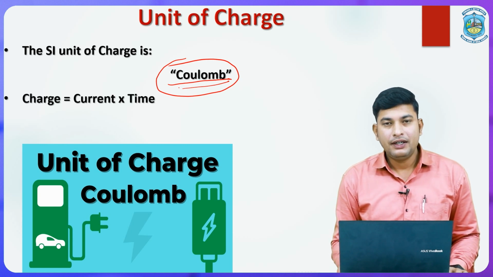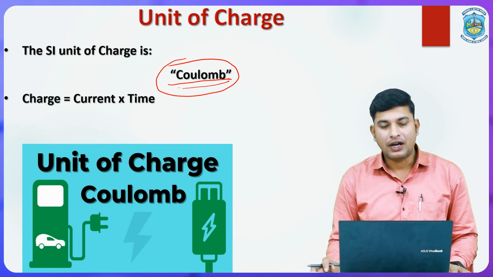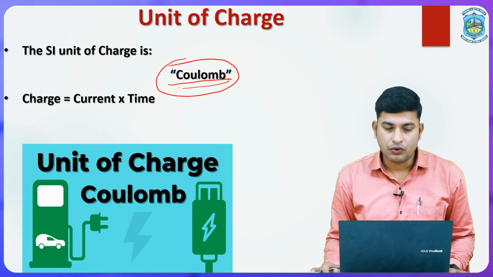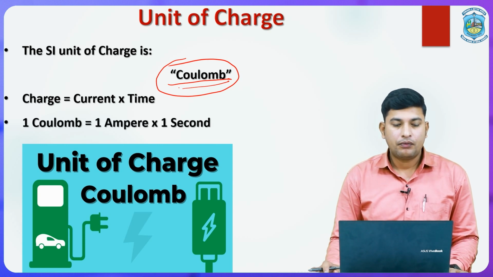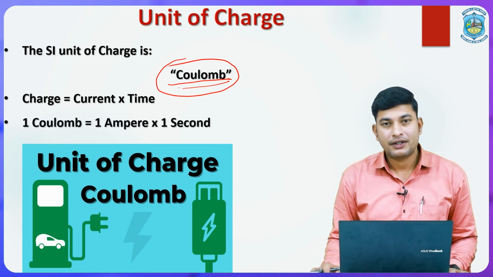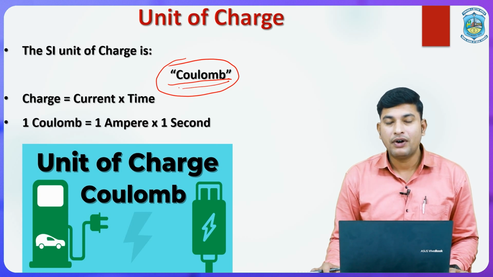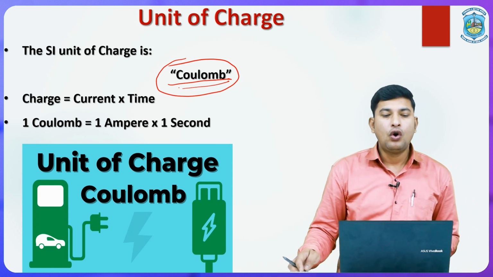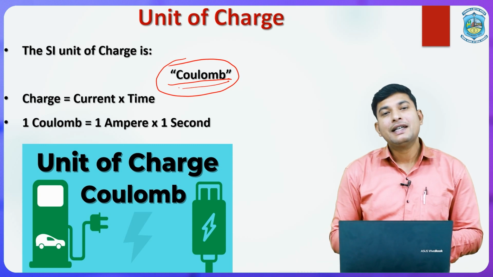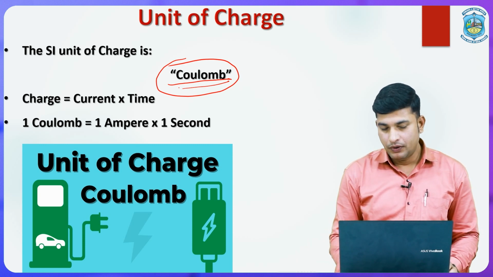Coulomb explained that charge is equal to current into time, and the unit of current we all know as 1 ampere, multiplied by 1 second. So basically 1 coulomb is equal to 1 ampere second. So this is the unit of charge.